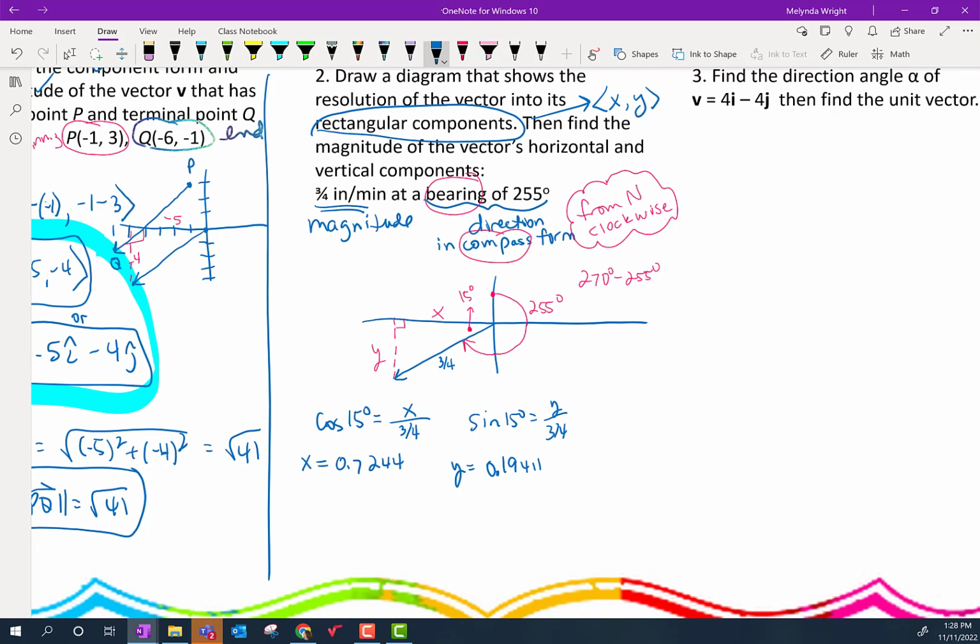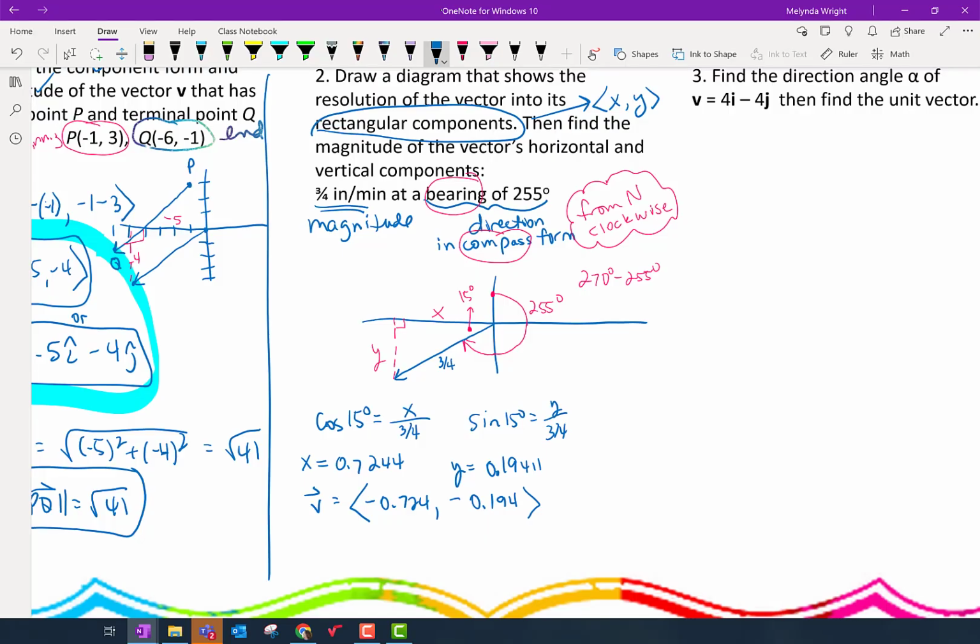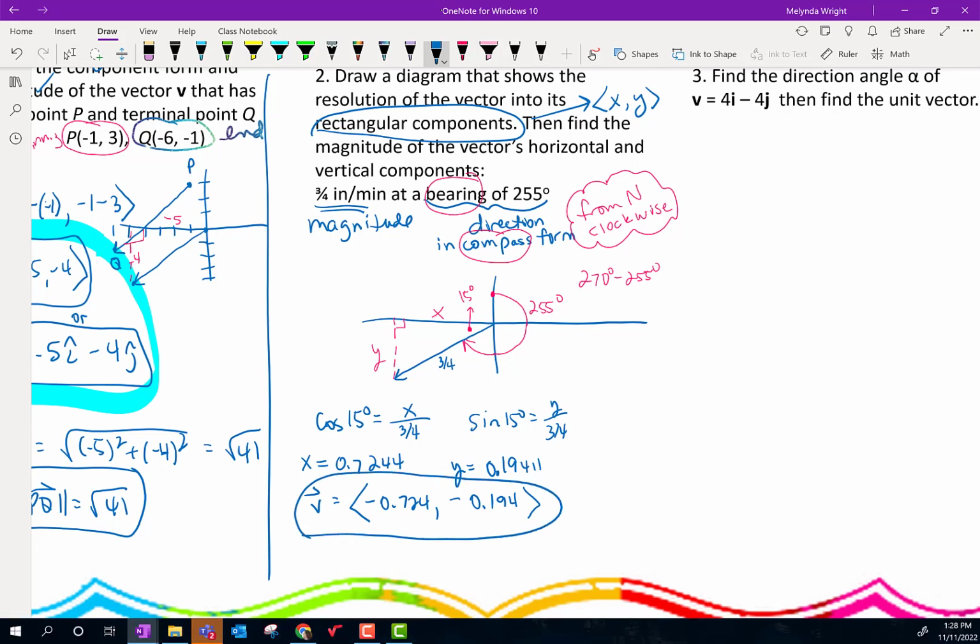So when I write it, because they wanted us to write it in component form, we'll just call this vector v. So I'll open up my chevron. It's actually going to be negative 0.724, comma, negative 0.194. That's that vector in component form. Okay, so that's the vector in component form. Please pay attention to where it is.